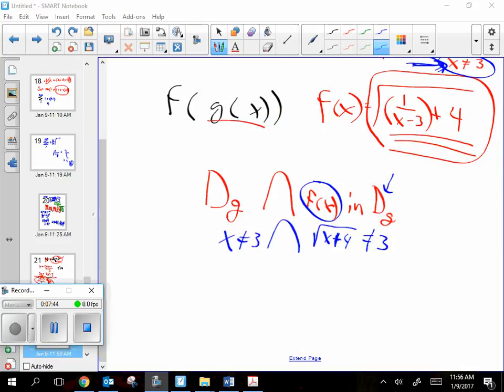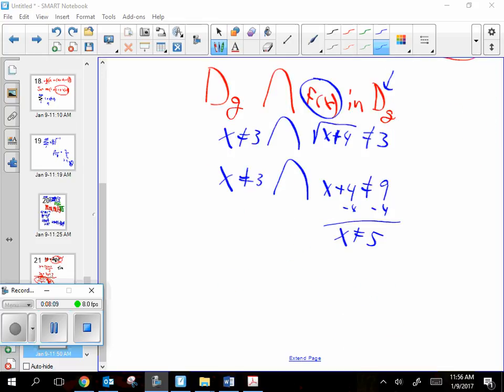Now I just need to solve this. I still have x is not 3 intersected with the square root of x plus 4 not equal to 3. So I'm going to square both sides. X plus 4 not equal to 9. Subtract 4 from both sides. X not equal to 5. And now I overlap x is not equal to 3 with x is not equal to 5.